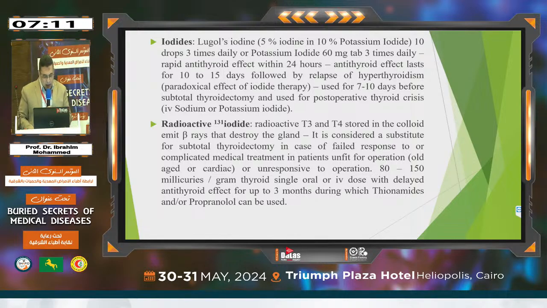80 to 150 millicuries per gram thyroid, single oral or IV dose, with delayed antithyroid effect for up to 3 months, during which thionamides and/or propranolol can be used.